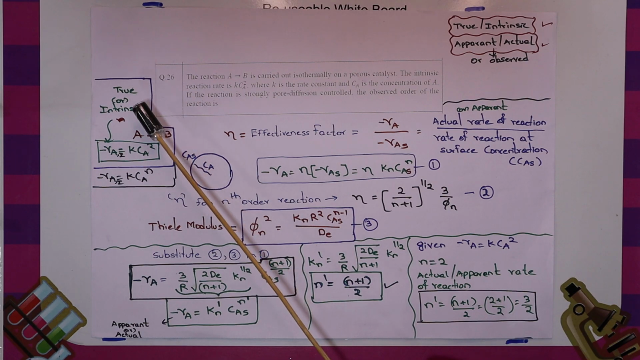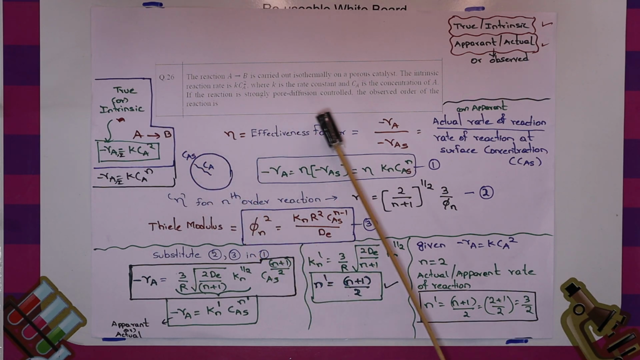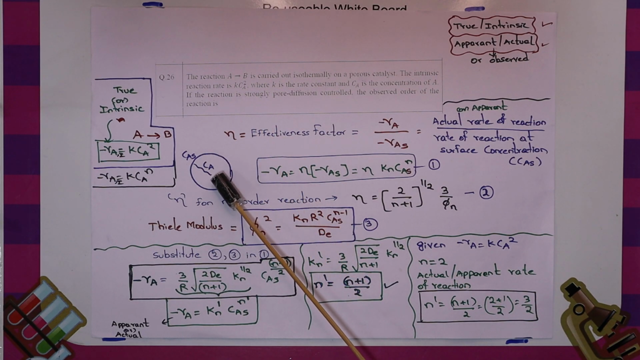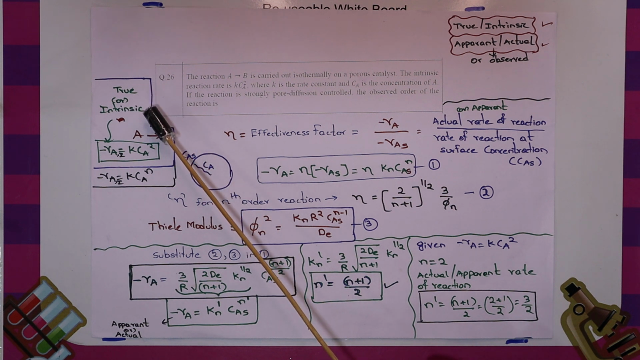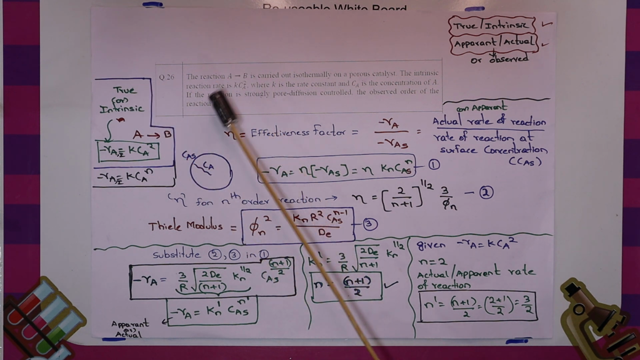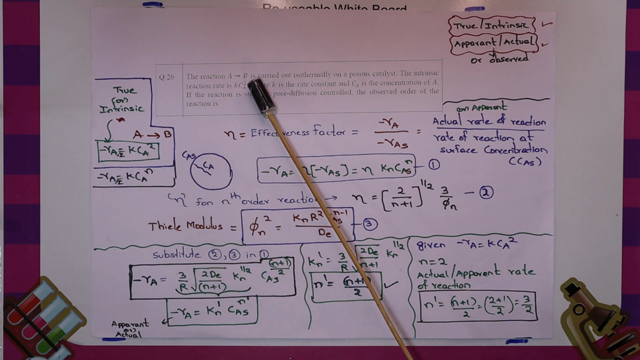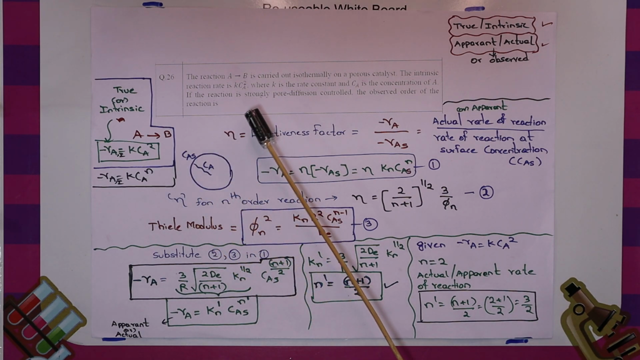So let us take, if that is the case, what you are supposed to calculate when you compare it to the true reaction order, what is the actual reaction order inside the catalyst. That is what you are supposed to calculate. Let us take, for example, the true or intrinsic rate as per the reaction is minus Ra equal to K Ca square. Why is it given? The order is 2. That means as per the reaction, the true rate of reaction is K Ca square. Okay, let us see what happens.